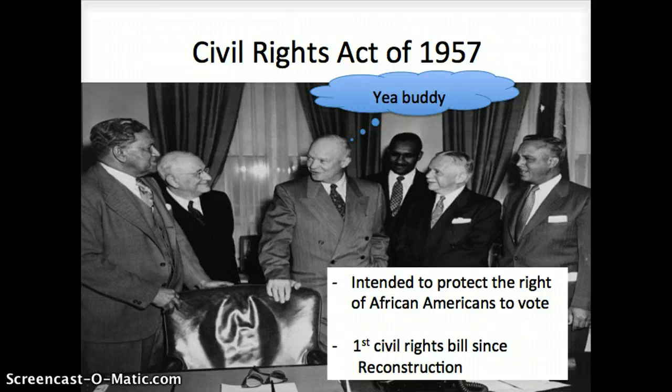Then we had the Civil Rights Act of 1957. Eisenhower signed it with African Americans, I think that is Thurgood Marshall there in that picture. It is intended to protect the right of African Americans to vote. Really didn't do a whole lot, didn't have a lot of teeth to it. But it was the first civil rights bill since Reconstruction. That's why it is important to know. You need to know that. It was the first civil rights bill since Reconstruction.